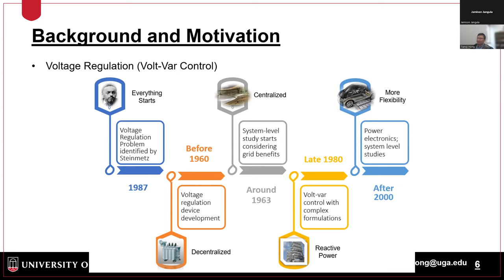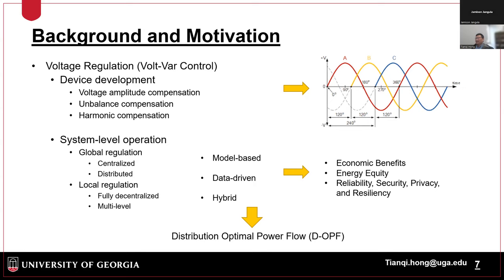Although I have talked about some objectives of voltage regulation here, let me give you some details regarding the true objective of voltage operation or voltage regulation. From a device deployment perspective, what we want is for the device to have the capability to compensate the voltage amplitude, which means driving the voltage within a range, for example, from 0.94 to 1.06. We also want the device to be able to compensate the voltage unbalance or current unbalance at the terminal of the device. And we also want the waveform to be sinusoidal, which means we want to remove the harmonics from either the voltages or currents.